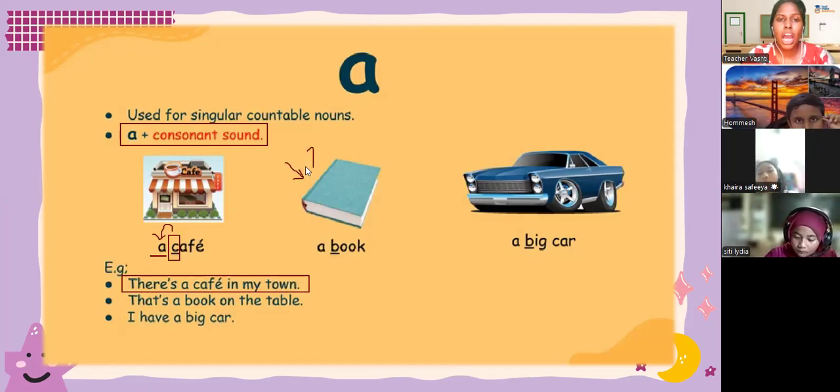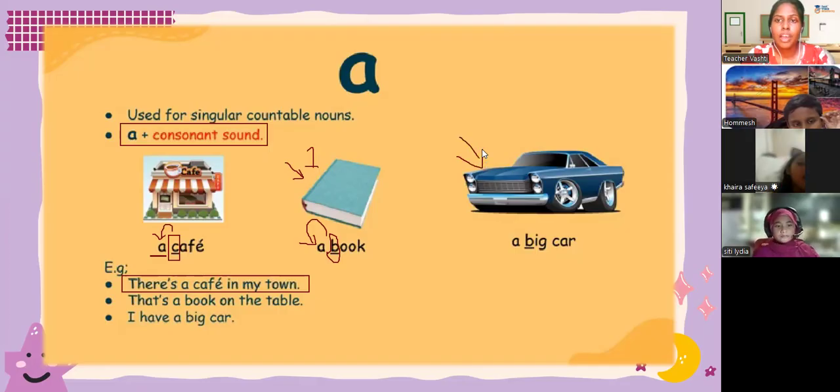One. And book, does it start with A, E, I, O, U? No. So if it's not starting with A, E, I, O, U, if it starts with a consonant, you say a book. How many cars can you see? One. I have a big car. Kenapa guna a big car bukan an big car? Sebab dia guna B consonant.